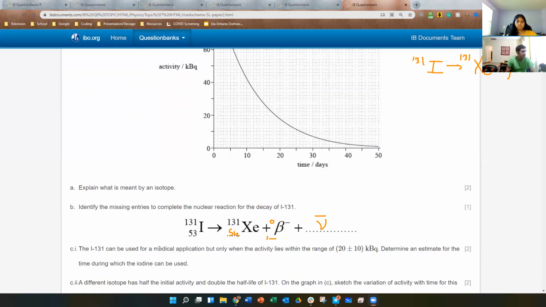I-131 can be used for medical application, but only when its activity lies between 20 plus or minus 10 kilobecquerel. So between here, is that right?